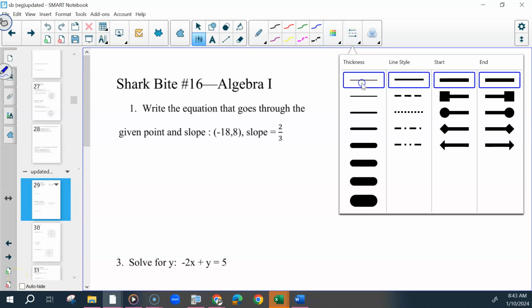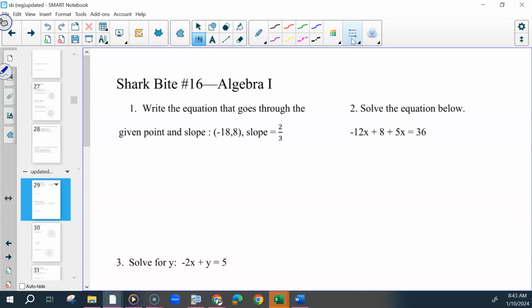directly first, and then if they can be done in Desmos, then I'll show those. So 1, 3, and 4 will be those three. For number 1, write the equation that goes to the given point and slope. We're going to be using our y minus y1 equals m times x minus x1, our point slope formula, because we have a point and a slope.